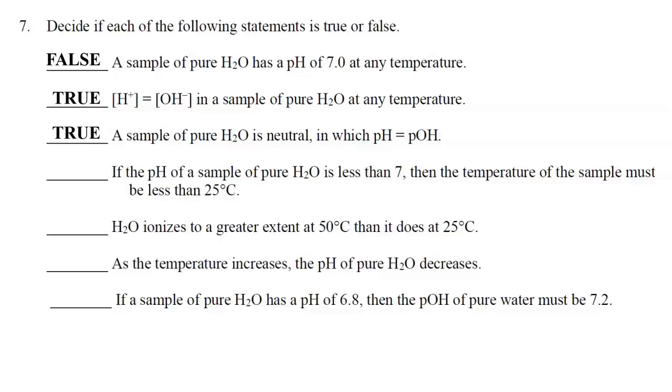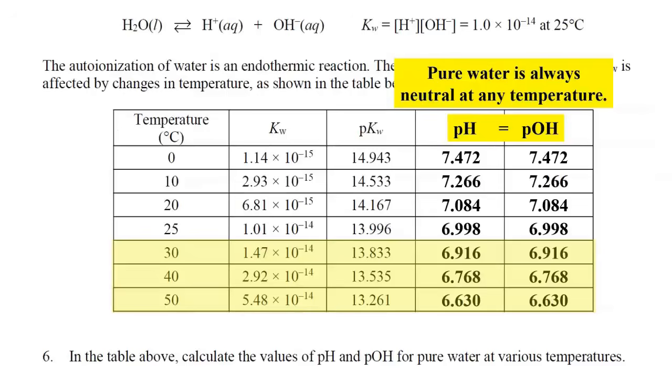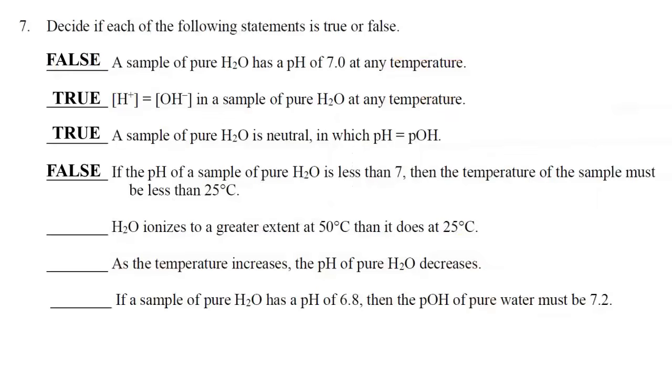The next statement says if the pH of the sample of pure water is less than 7, then the temperature of the sample must be less than 25 degrees Celsius. Let's take a look at the data from question 6. So where is the pH of pure water less than 7? It looks like it's at temperatures of 30, 40, and 50 degrees Celsius. And yet when the temperature is less than 25 degrees Celsius, the pH actually goes up, is higher than 7. So therefore that statement is false. If the pH of a sample of pure water is less than 7, then the temperature must be greater than, not less than, 25 degrees Celsius.